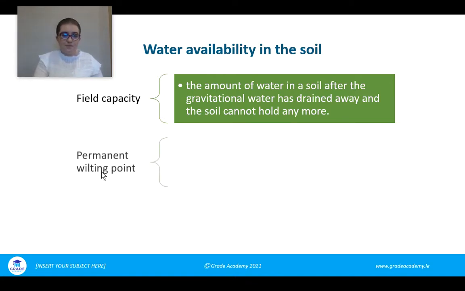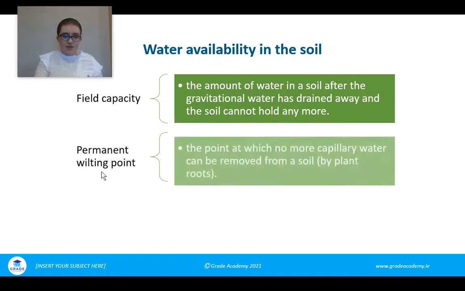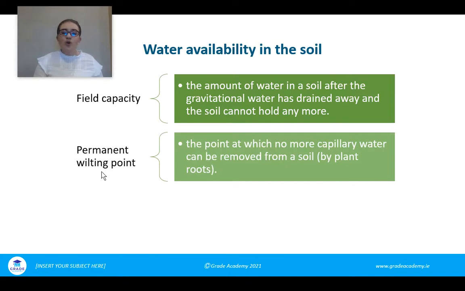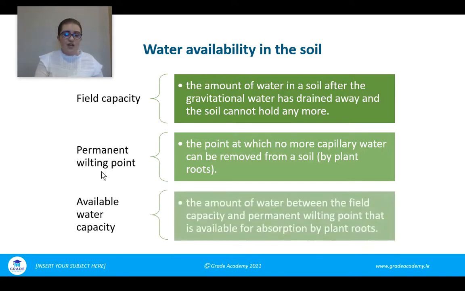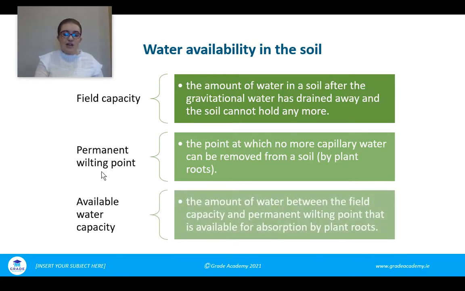Permanent wilting point. To wilt means to kind of wither or to die or to disintegrate. So this is the point in which no more capillary water can be removed from the soil. Okay? So plants cannot absorb any more water. And the available water is found by taking one from the other. So this is the difference between the field capacity and the permanent wilting point, and this is the water that's actually available for the plant. Okay?